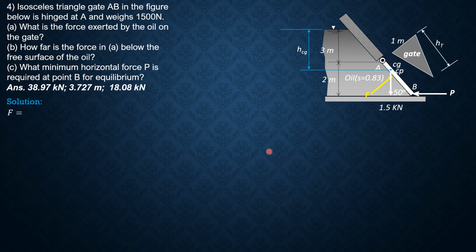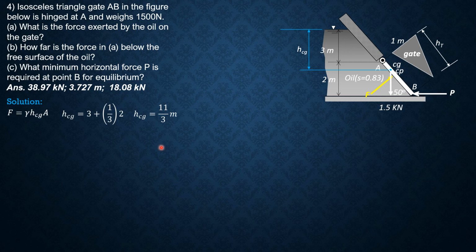Now, for H sub CG, it is simply equal to 3 meters plus, because this is straight or linear, 1/3 of 2 meters. HCG is 1/3 of 2 meters. There's no need to compute first for this location, then multiply it by sine of 50, because the result is still 3 meters plus 1/3 of 2. So HCG is 3 plus 1/3 of 2. And that would be 11 over 3 meters.